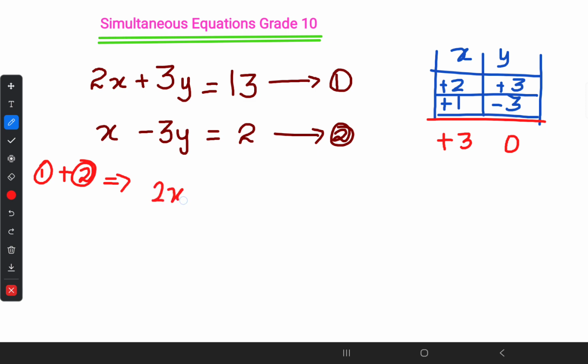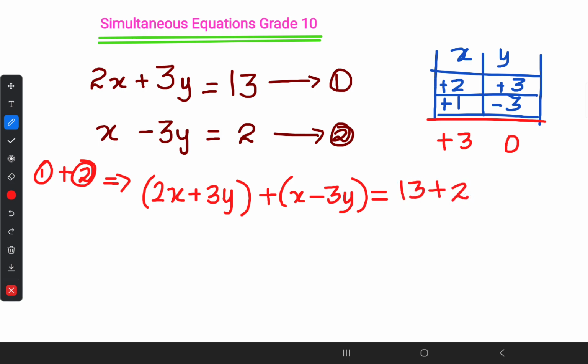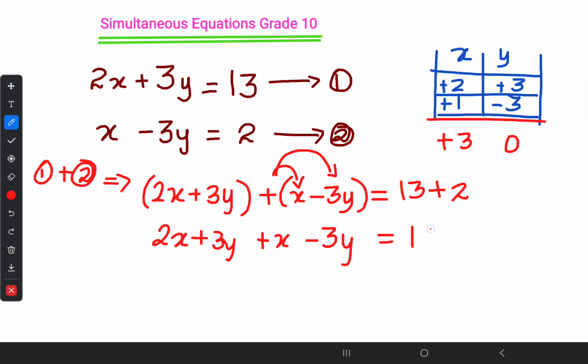So 2x plus 3y, definitely use brackets while you are doing the addition or subtraction, should be added with x plus minus 3y. On the right hand side also we have the numbers. 13 should be added with 2. 13 plus 2. Now let's expand the brackets. 2x plus 3y. With positive, you should expand this bracket. Positive times 1x is positive x. Positive times negative 3y would be negative 3y. That equals 15.